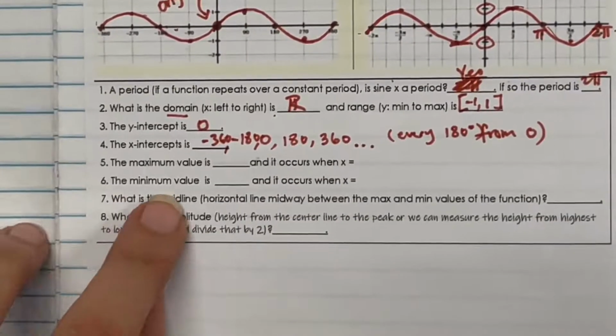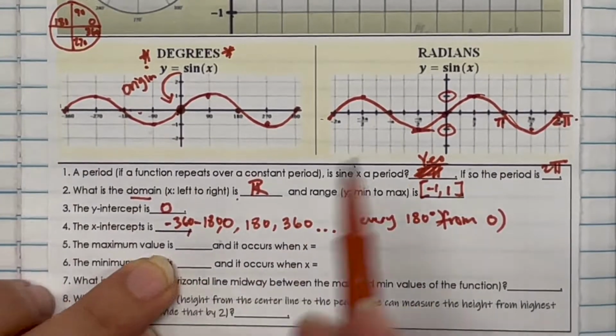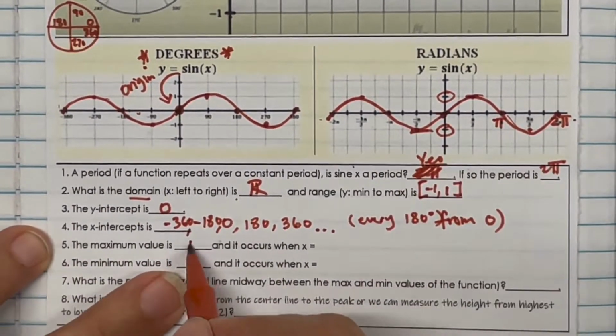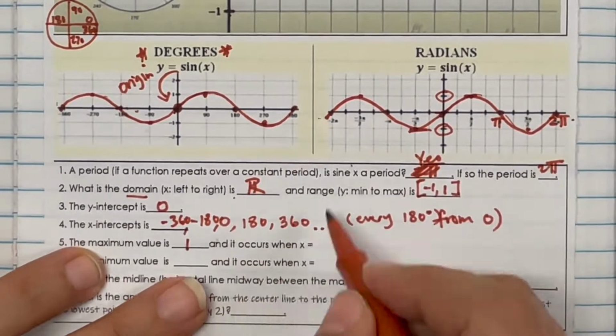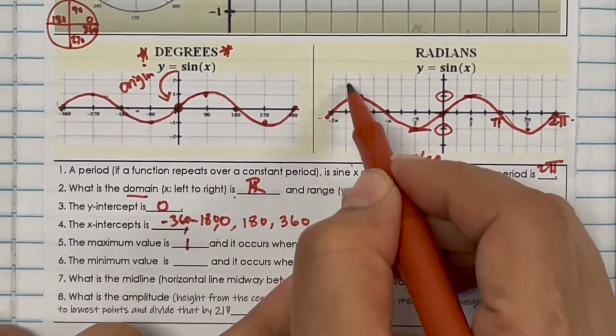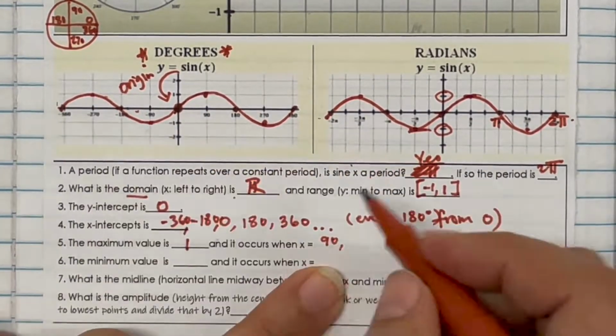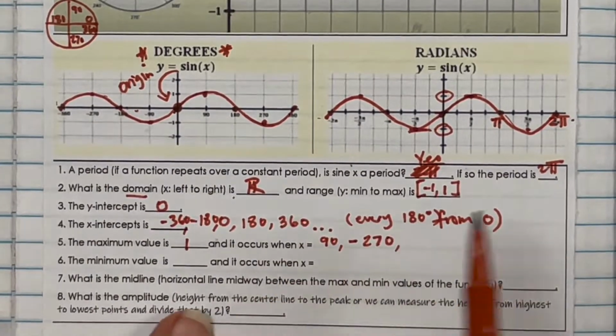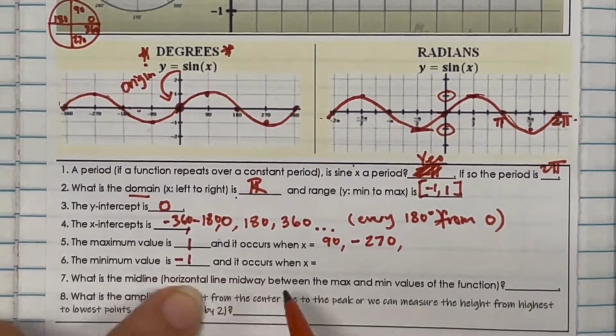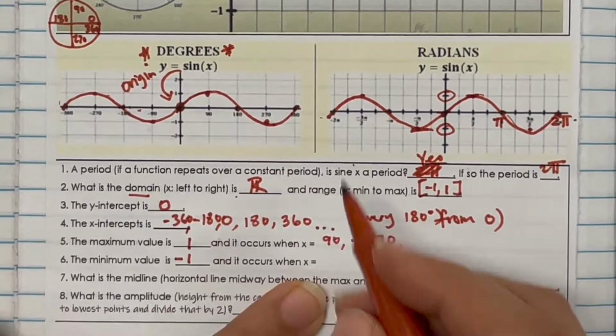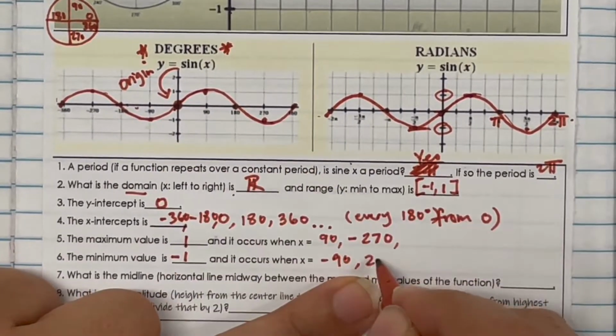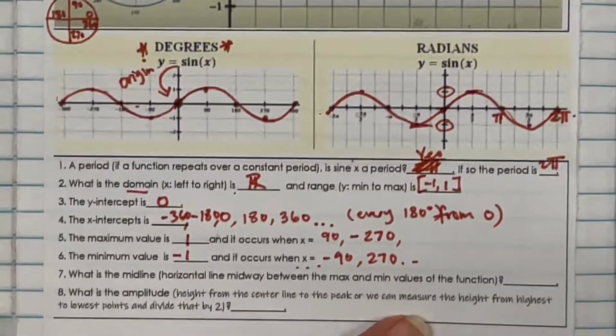All right, the maximum value, the very top of the graph, is 1. And it occurs when x is what? It occurs when x is 90. It also occurs when x is negative 270. And it keeps going as well, right? The minimum value is negative 1, and it happens there, which is negative 90, and it also happens there, which is 270. And again, it keeps going in both directions.